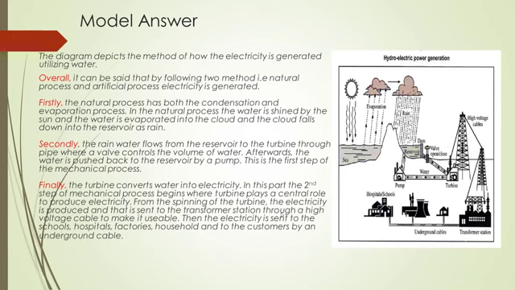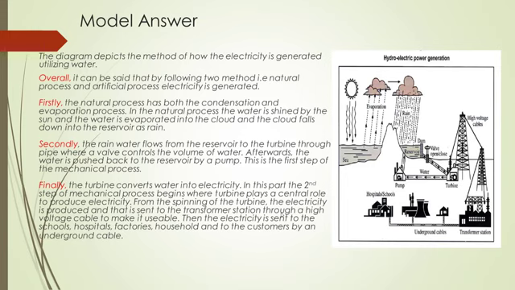Secondly, the rainwater flows from the reservoir to the turbine through a pipe where a valve controls the volume of water. You can see that. Afterwards, the water is pushed back to the reservoir by a pump. This is the first step of the mechanical process. Finally, the turbine converts water into electricity.